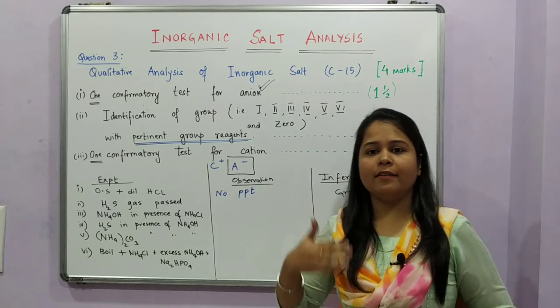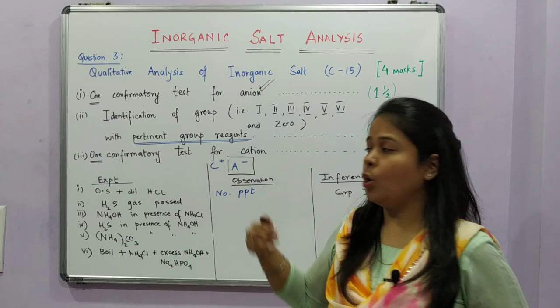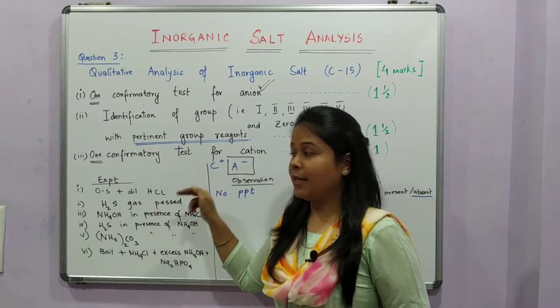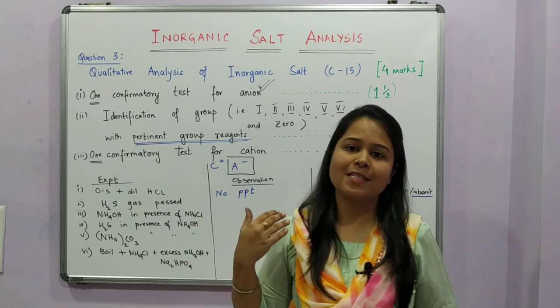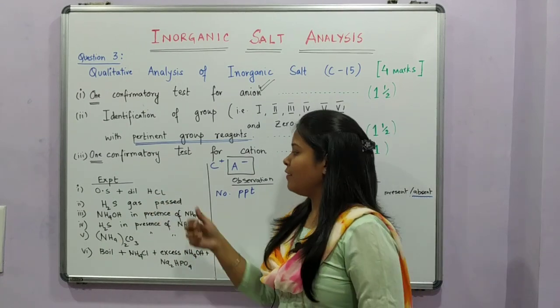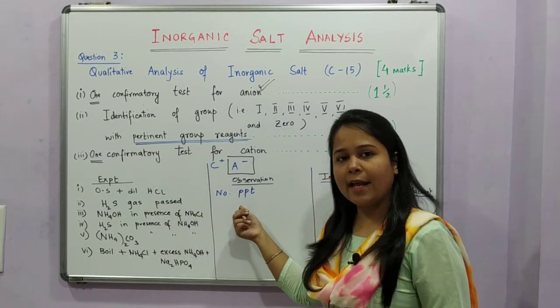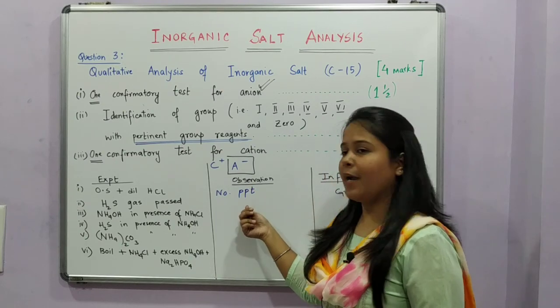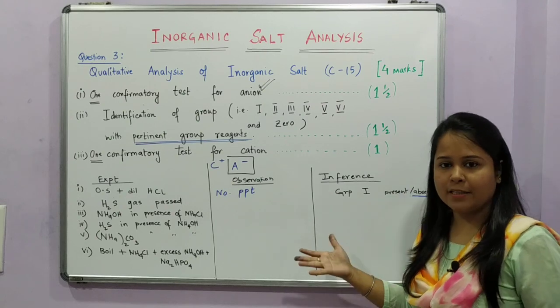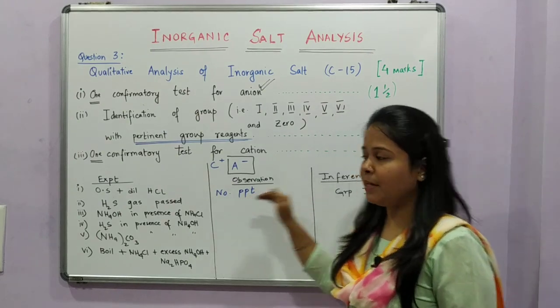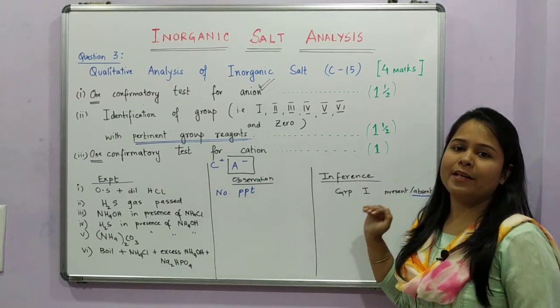So when you find that group 1 is absent, what do we do? We proceed with the second group. In the second group, to the same solution, pass H2S gas. Again, when you pass H2S gas, you look for a precipitate. If you get a precipitate, well and good, that means group 2 is present. If you do not get a precipitate, that means group 2 is absent.